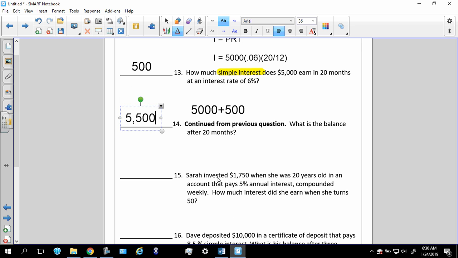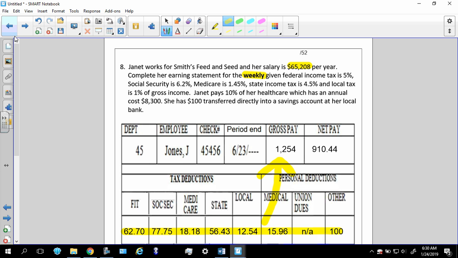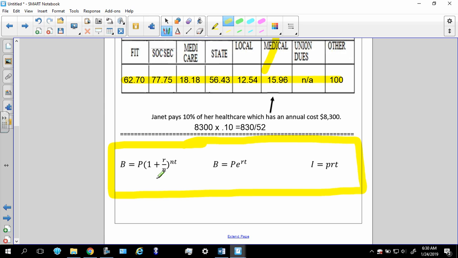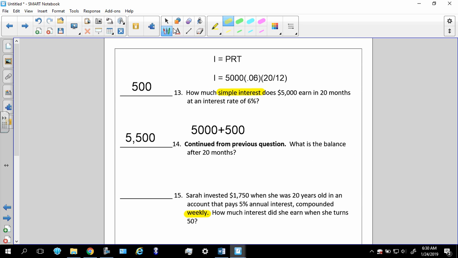All right, so let's see. Sarah invested 1,750. Let's keep reading. You guys can read. Oh, I think I saw it, and that is compounded weekly. All right, that's the big boy formula. That's going to be this guy right here. Right here, big guy. We're going to use that one.